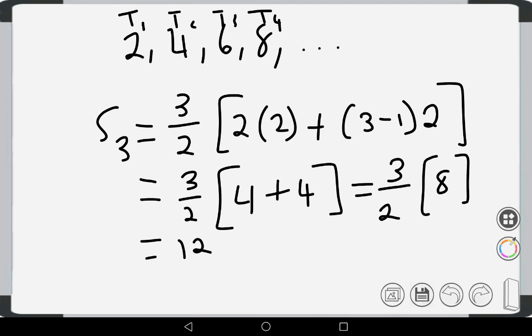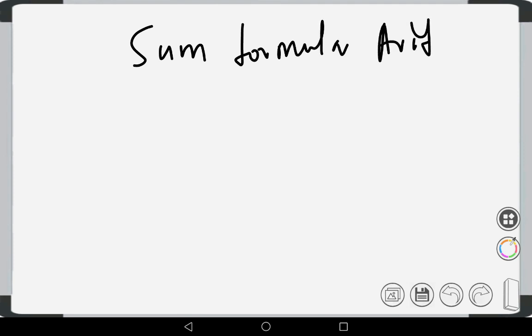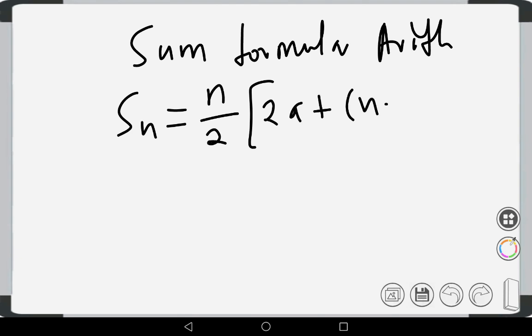So let's see if we can add these terms and get 12. If we say 2 plus 4 plus 6, that is 12. So our formula works. So take into account that the formula for the sum of an arithmetic sequence is Sn equals n over 2 in brackets 2a plus (n minus 1) d. This is the formula for arithmetic.